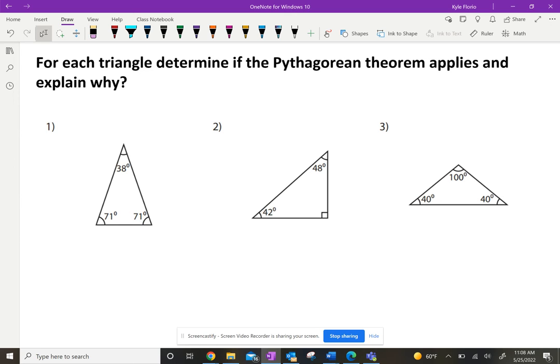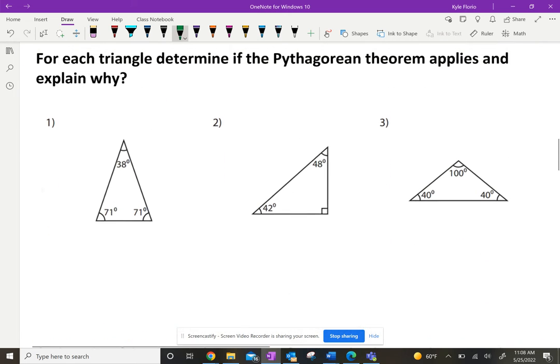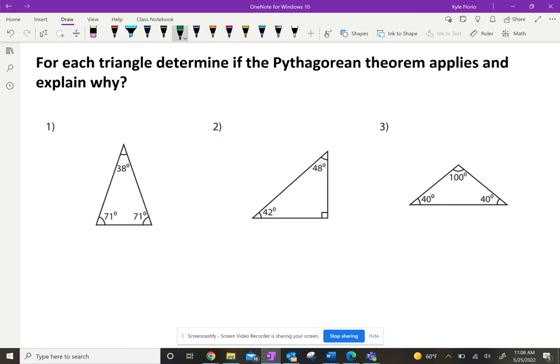So in each of these triangles from before, determine if the Pythagorean theorem applies. The Pythagorean theorem only applies for right triangles. So it needs to be a right triangle in order to use the Pythagorean theorem. So can we use the Pythagorean theorem on triangle 1? The answer is no, because it's not a right triangle. There's no 90-degree angle.